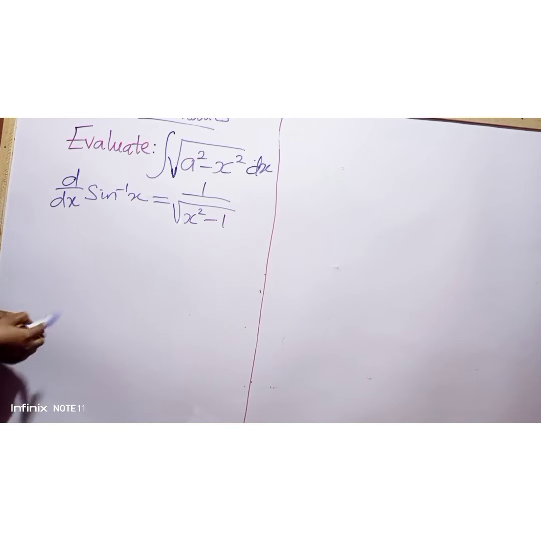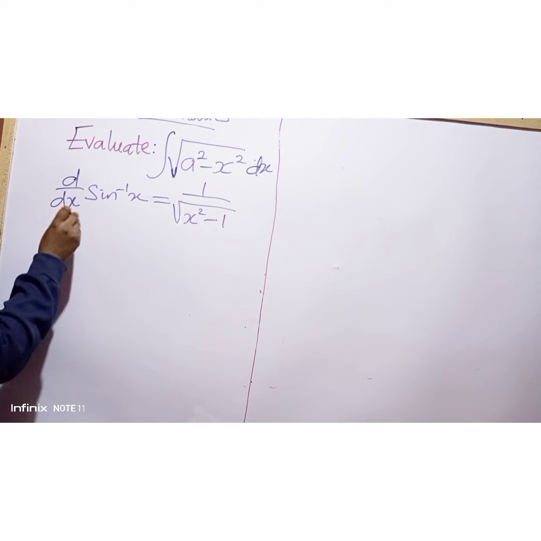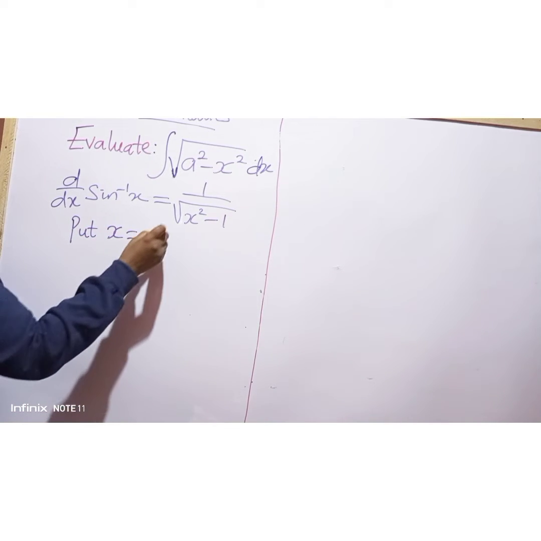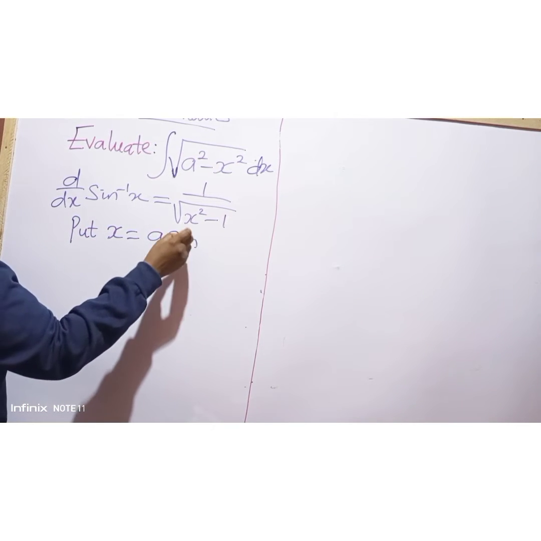Evaluate the integral of the square root of a squared minus x squared dx. Recall that when we were differentiating arcsine x, we got 1 over the square root of 1 minus x squared. So you see that this thing has something in common, so you can put x equal to a sine theta.